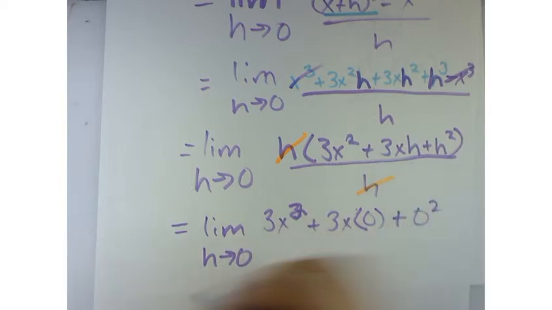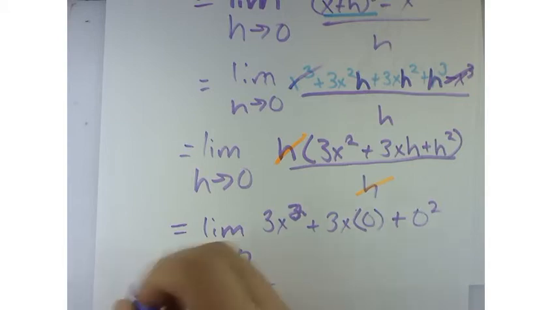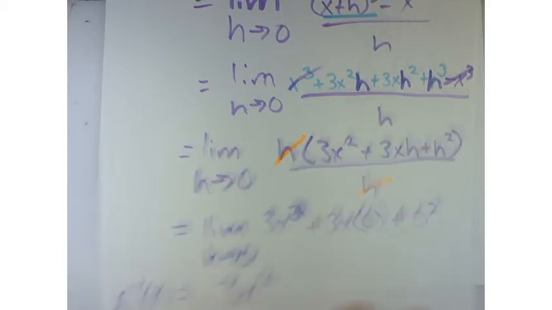What does that leave me? 3x squared plus nothing. Where's the plus 2? The limit does not exist. Okay, so that's my derivative. We did all that work to figure out that f prime is equal to 3x squared.